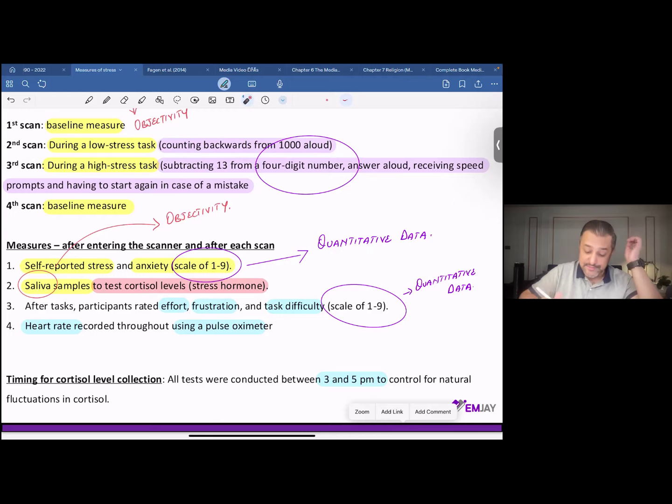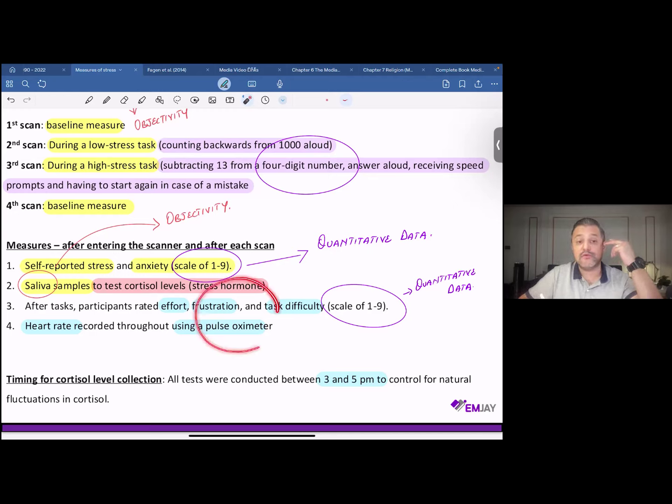After the tasks, participants were asked to rate the amount of effort they had to put in during either the low stress task or the high stress task, how frustrated they felt, and the task difficulty. Again, there was a scale used with two endpoints from 1 to 9. This would again help us gather quantitative data. Alongside the fMRI scans, the self-report measures, and the saliva samples, there was another objective, biological measure of heart rate as well.